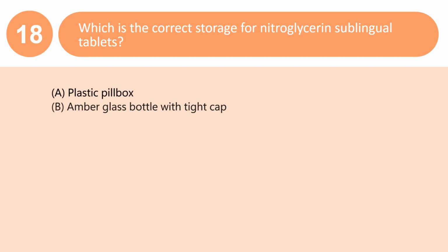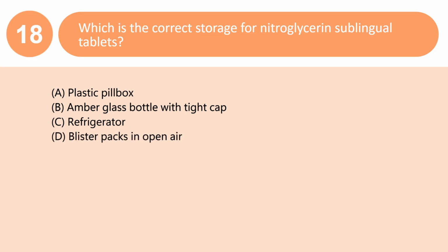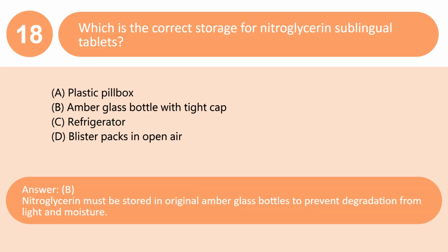Which is the correct storage for nitroglycerin sublingual tablets? A. Plastic pill box, B. Amber glass bottle with tight cap, C. Refrigerator, D. Blister packs in open air. Answer, B. Nitroglycerin must be stored in original amber glass bottles to prevent degradation from light and moisture.